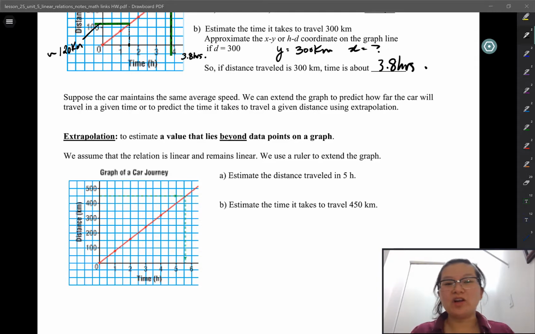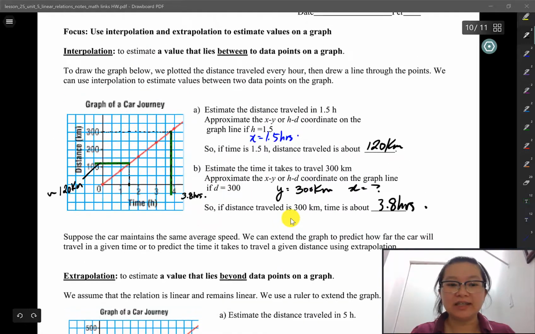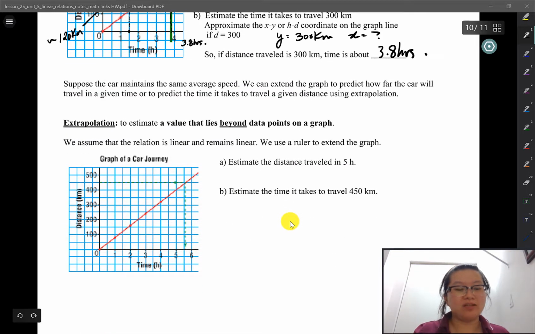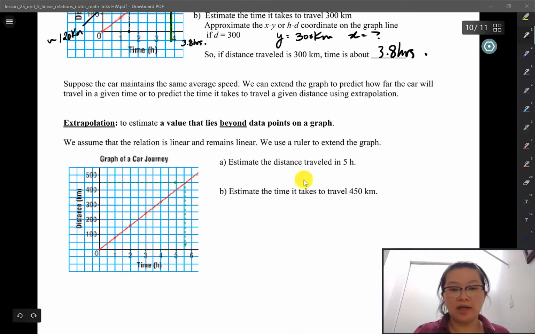In this video, we are continuing 5.5, interpreting graphs. Before we looked at interpolation, which is looking at interpreting the graph, what it means in between your data points. This one, extrapolation, we're going to take the graph, extend it, and predict what might happen later on.